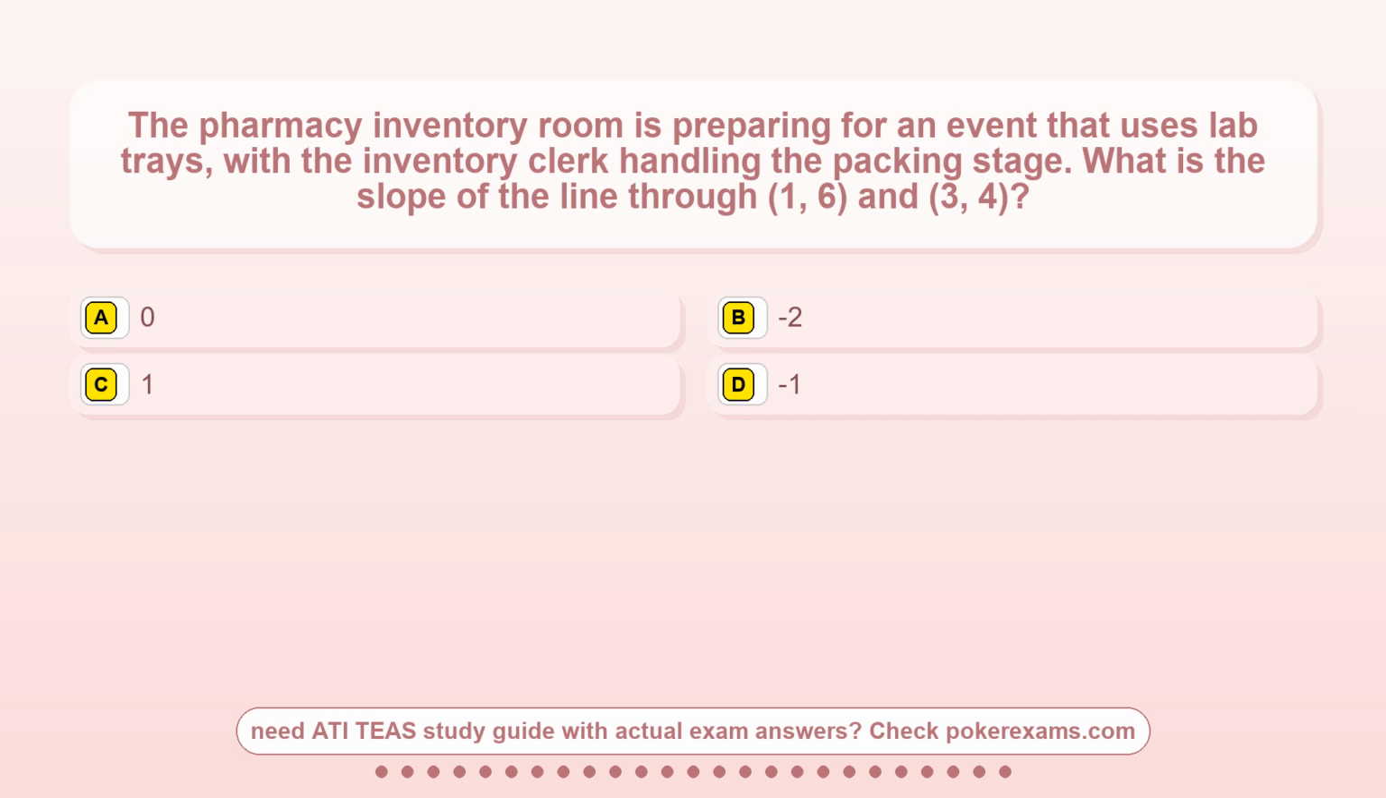The pharmacy inventory room is preparing for an event that uses lab trays, with the inventory clerk handling the packing stage. What is the slope of the line through (1, 6) and (3, 4)? Option A is 0. Option B, -2.